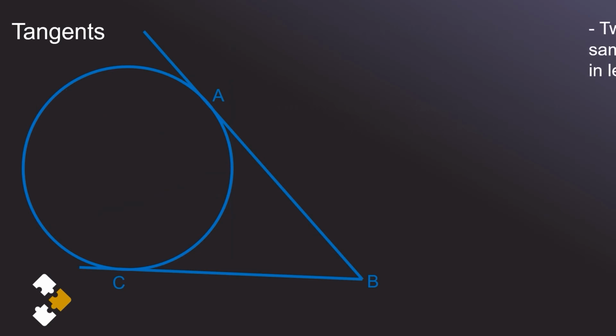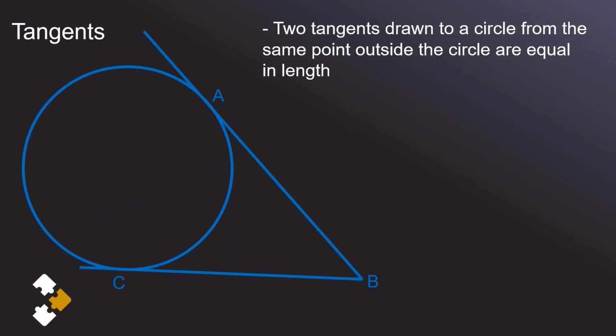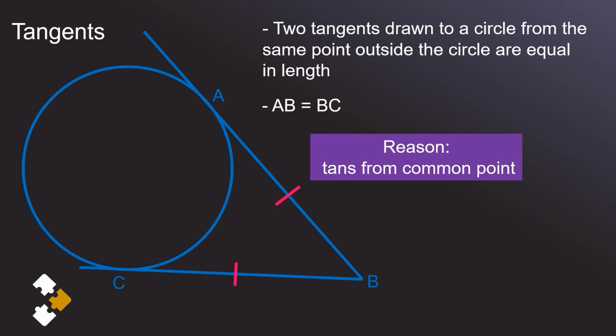Continuing on from there, when 2 tangents are drawn to a circle from the same point outside the circle, they are going to be equal in length. So B there is the point outside the circle from which the 2 tangents are drawn, and thus AB will be equal to BC. And the reason there is tangents from a common point.